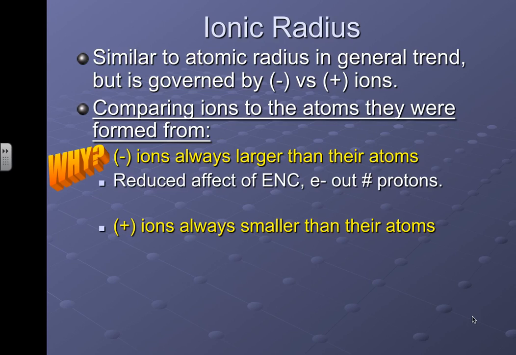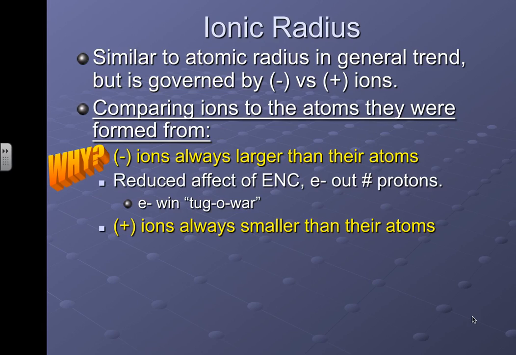If I get technical, it's the reduced effect of effective nuclear charge, and the electrons outnumber the protons. But if I explain that in maybe an easier way, it's literally a tug of war. So what happens now, you've added an electron to the atom, and that electron is now not in the same ratio with the protons anymore.